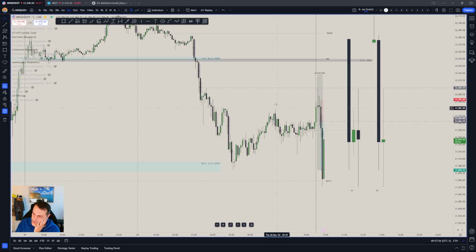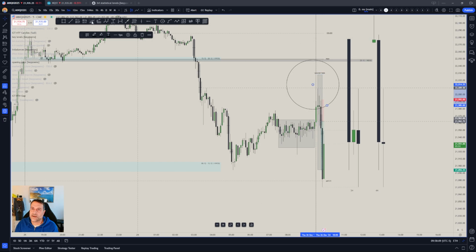And then what do you usually see when you see an accumulation? It's a famous ICT concept: accumulation, manipulation, and then distribution, the so-called AMD. So you have to frame it, of course, in the right context. What I was framing was that after the initial Judas swing, we would have a continuation to the downside, right?